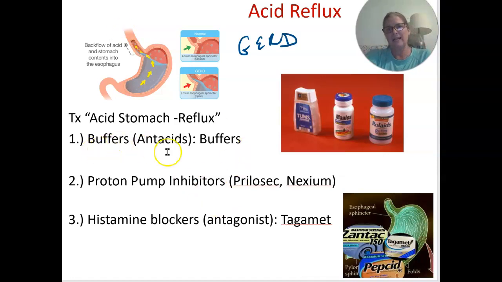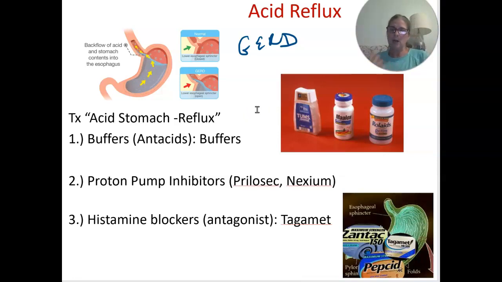So the first thing is the quick ones. These are your antacids. These are your buffers. So Tums, Rolaids, even Maalox, they're like calcium carbonate. And what they do is they just buffer it. Their job is to buffer all that hydrochloric acid and bring that pH back up. So they work pretty quickly, but they don't last long.